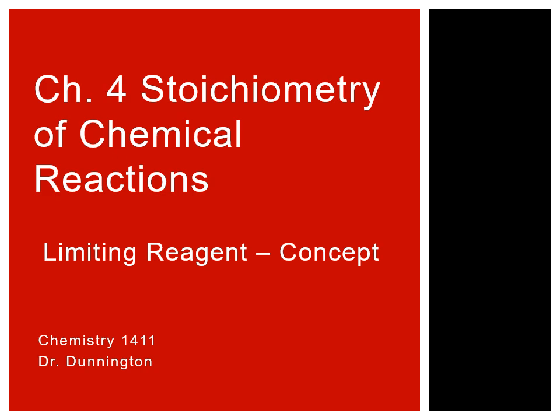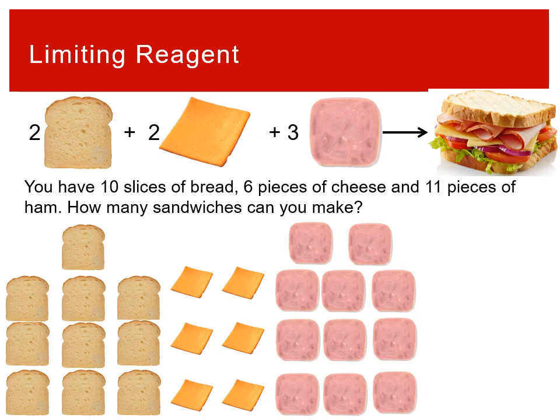Continuing on, talking about stoichiometry, we want to introduce the idea of what's called the limiting reagent. So we'll return to our sandwich example. We have our same recipe for sandwich, same chemical equation for a sandwich. You have 10 slices of bread, 6 pieces of cheese, and 11 pieces of ham. How many sandwiches can you make?